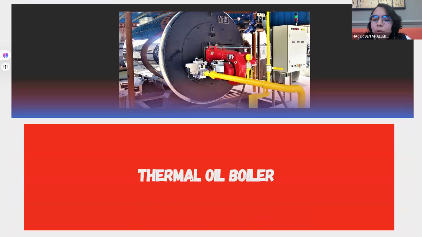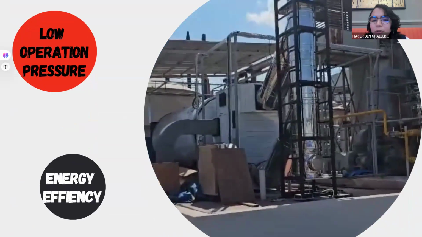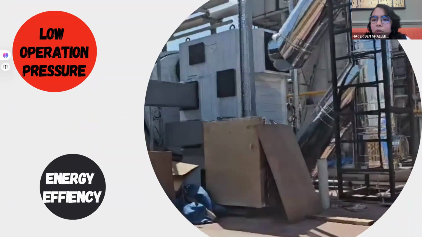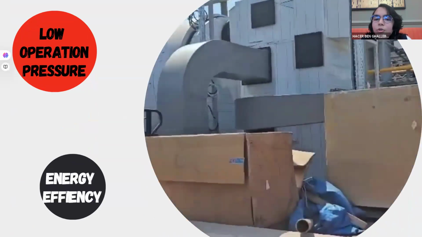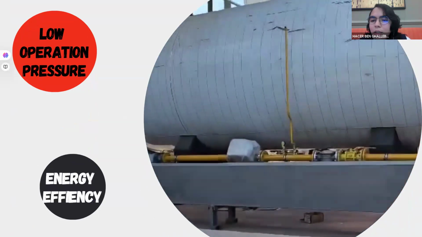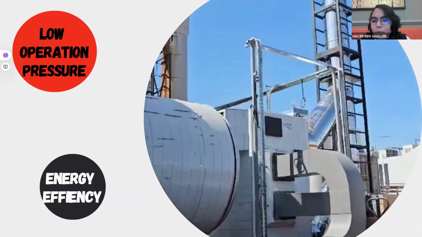Now on to our third type of industrial boiler, which is the thermal oil boiler. In this type of boiler, the heat transferring medium won't be water this time. It will be thermal oil. This device can generate heat up to 300 degrees Celsius. What is special about it?